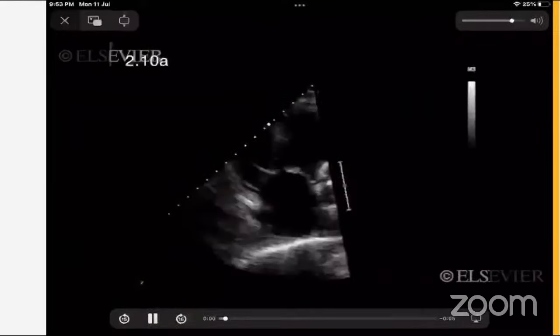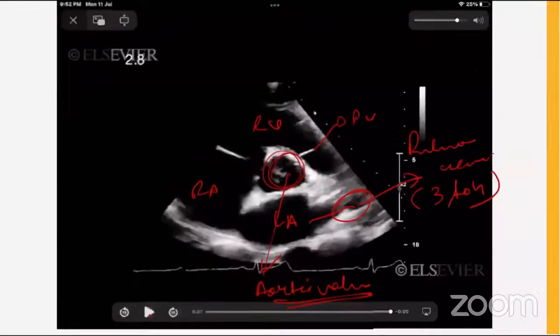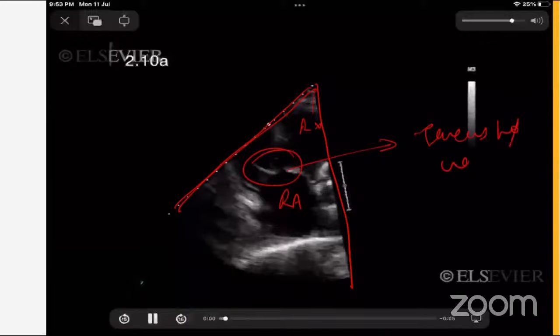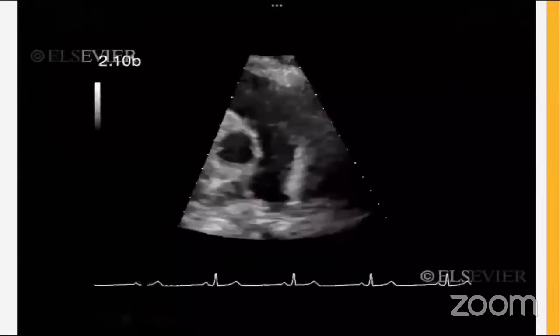I just told you that we can foreshorten this angle just to focus on a particular structure. So in this PSAX view at aortic level, if we want to focus on the tricuspid valve, then we will foreshorten this view. Now we have RA here, RV here, and this valve is the tricuspid valve. We can also foreshorten this view towards the backside. So we have this aortic valve here. We have this LA here.